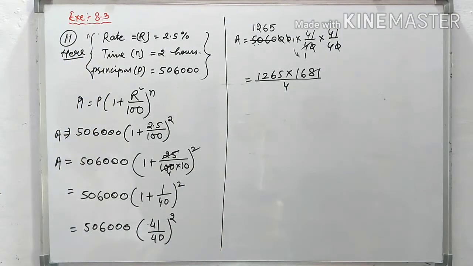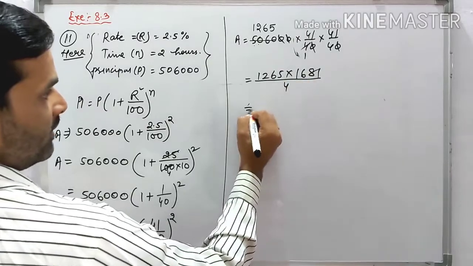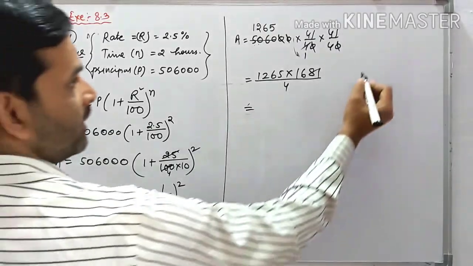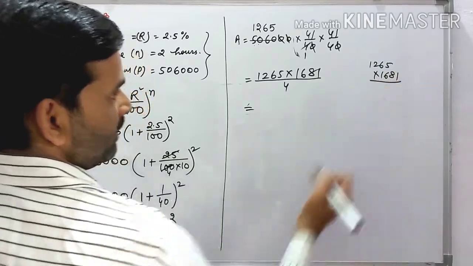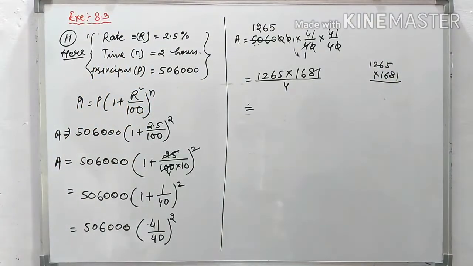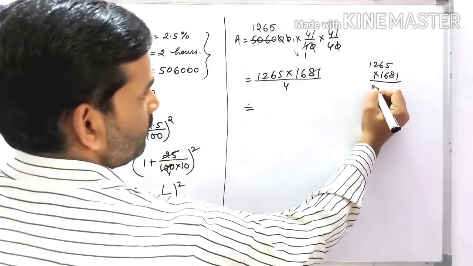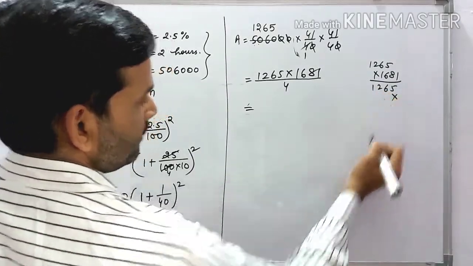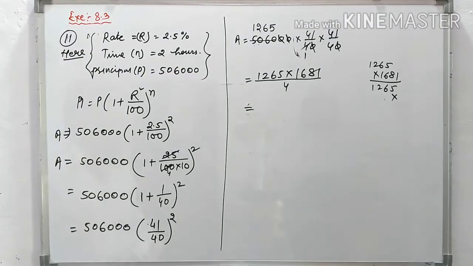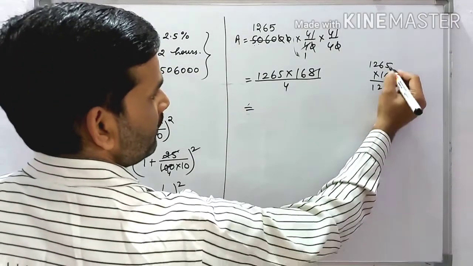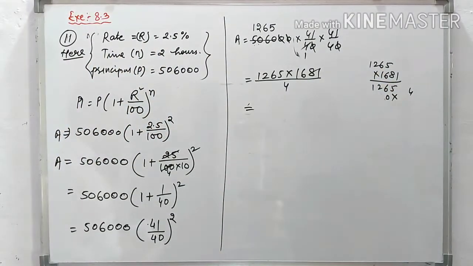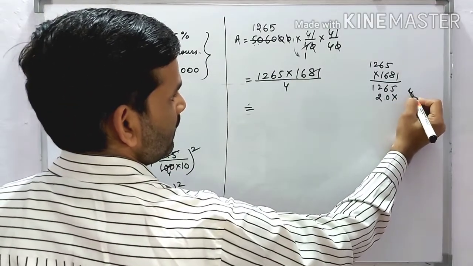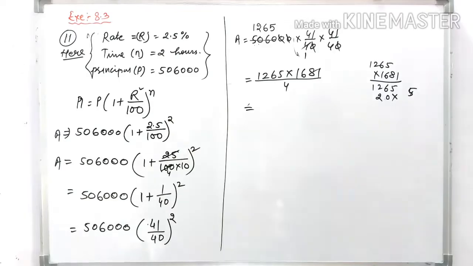Okay, and after writing these two numbers, we write the multiplication 1265 into 1681. First you multiply 1265 by 8. 8 5s are 40, 8 6s are 48 and 4 is 52, carry 5. 8 2s are 16, 5 is 21.